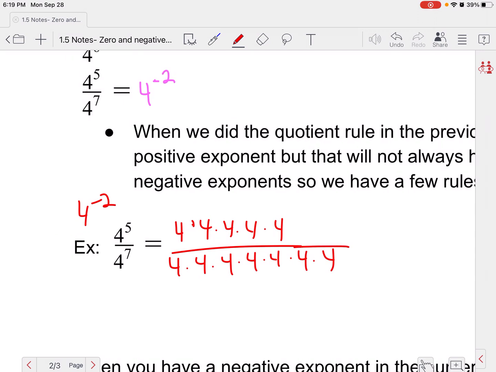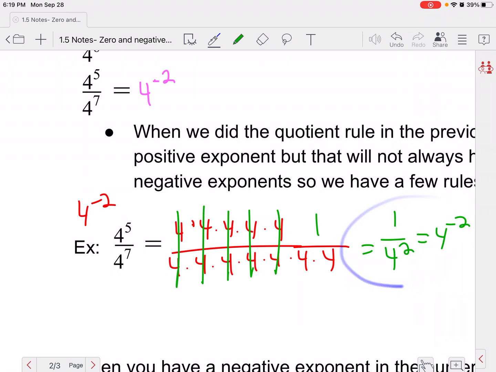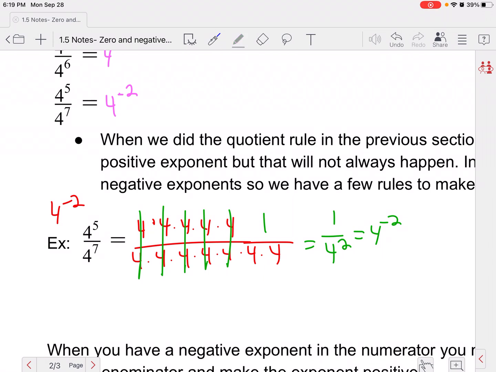Now, we know from earlier that the 4s start to cancel out to be 1, right? Well, what happens is I'm left with 1 on the top because there's no numbers on the top, so we can assume it's 1. So this would be 1 over 4 squared if I wrote it in exponential notation. So that means 4 to the negative 2 has to equal 1 over 4 squared.